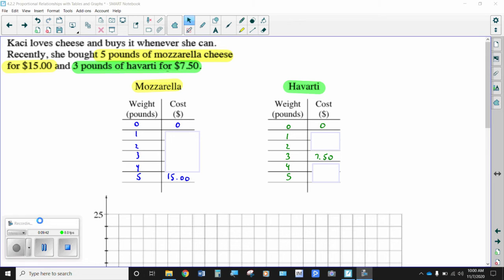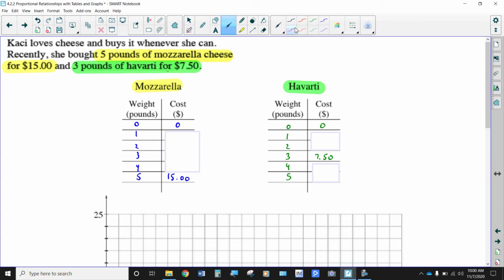Okay, we ready for the review? So let's go ahead and ask, what was the unit rate? It looks like if you take 15 divided by 5, you're going to get the price for 1 pound. And this is all based on proportional reasoning. Remember, you take the price, $15, and divide it by the unit of weight, in this case pounds. We're going to find out what the price is for 1 pound.